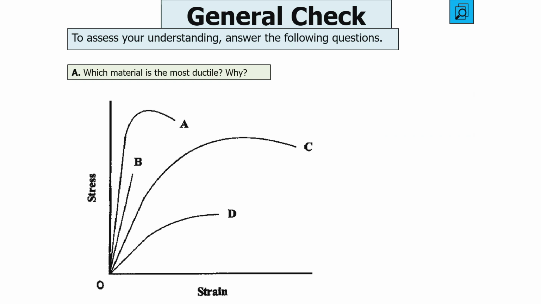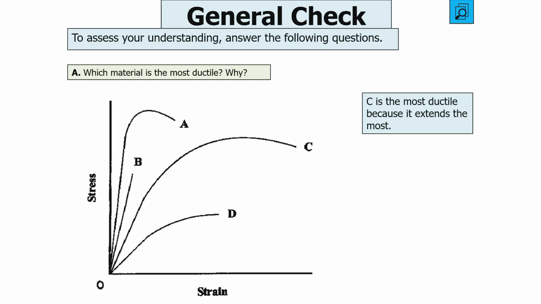Which material is the most ductile and why? Pause the video now, then unpause the video when you want to go through your answer. C is the most ductile because it extends the most.